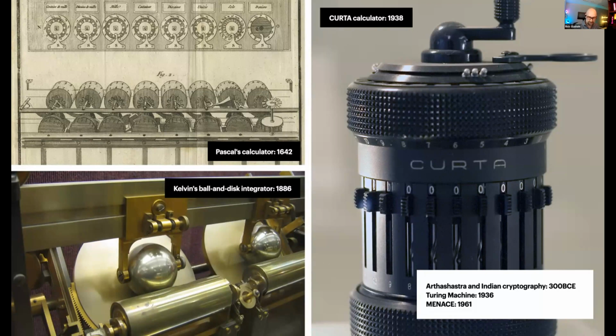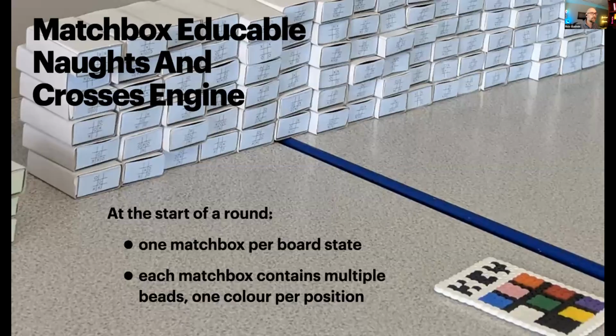Another example of this that I've run into is one of the earliest examples of a machine learning algorithm implemented without a computer, essentially before you would have had a computer to be able to do this. It was created by Donald Michie in '61, the Matchbox Educable Noughts and Crosses Engine, or MENACE. The way he did it is a very straightforward algorithm.